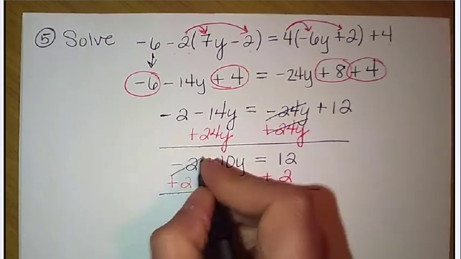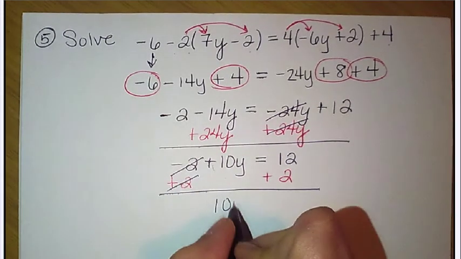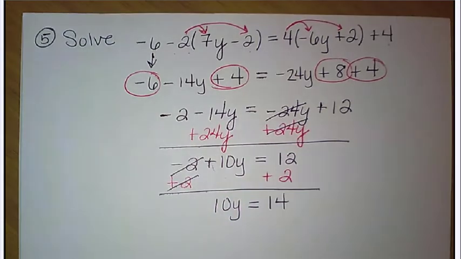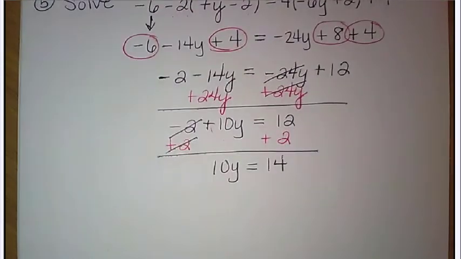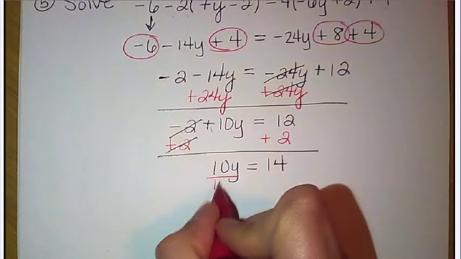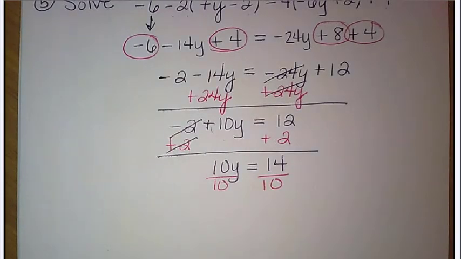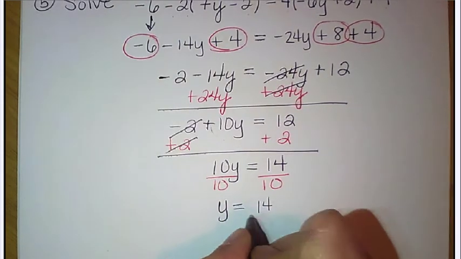So our 2's are going to cancel each other out, negative 2 plus 2. We're going to have 10y equals 14. And then our last step here, before we finish our problem off, is we're going to divide by that 10 in front of our y. Remember, we're always dividing by the coefficient of the number in front of our variable. So y equals 14 over 10.